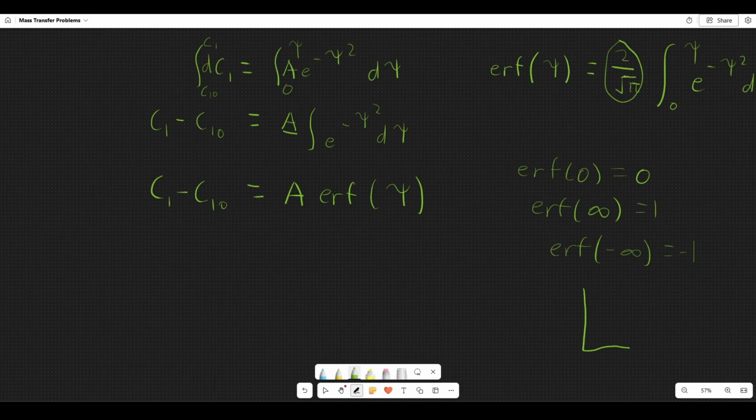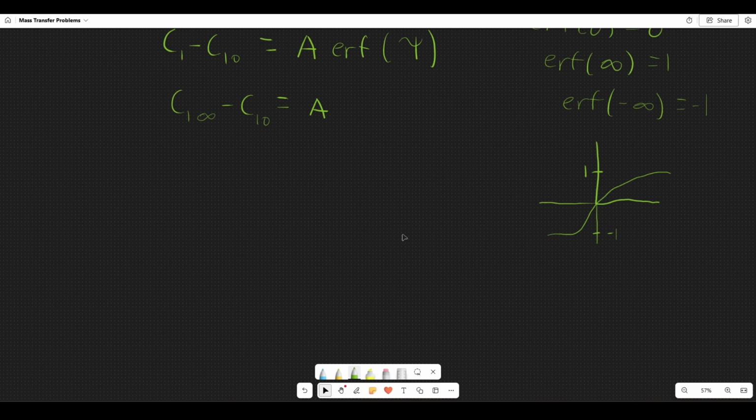If you want to see what it looks like, it kind of looks something like this, the error function. All right, that's very bad actually. But you get the point, right? It's 1 and minus 1, and here it's 0. And so if we plug in the first boundary condition, error function at infinity, that's 1. 1 times a is a. c1 would be c1 infinity, and so c1 infinity minus c1 naught is equivalent to a, and that's our constant.